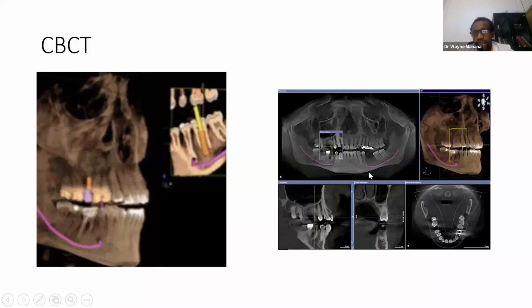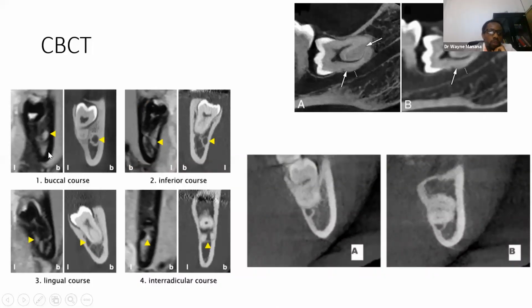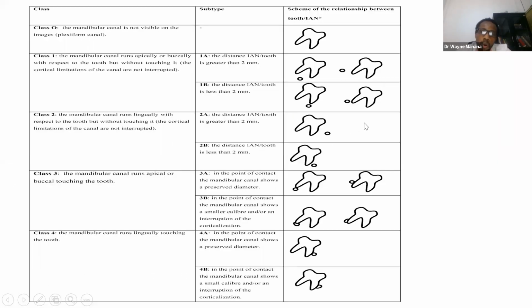So there are various softwares that you can use. And the beauty is you can look at it in all directions, from an axial view, because most of the time you see that the nerve is actually on the buccal side, or inferior, or lingual. The lingual side is associated with a higher incidence of inferior alveolar nerve damage. Sometimes it's interradicular. If you look at this image, this is the inferior alveolar nerve canal. On this image, it's inferior. On this one, it's more on the lingual cortex. So it can get a bit more complicated.